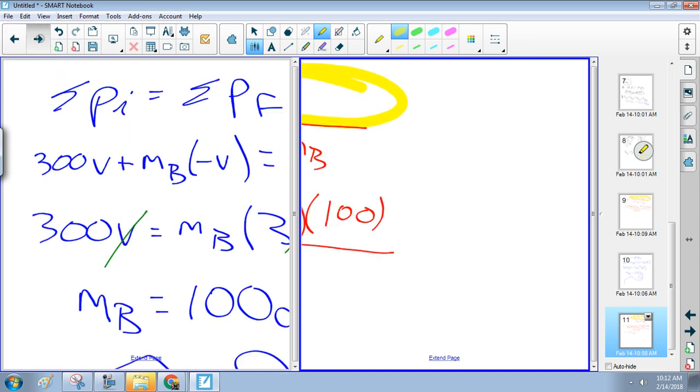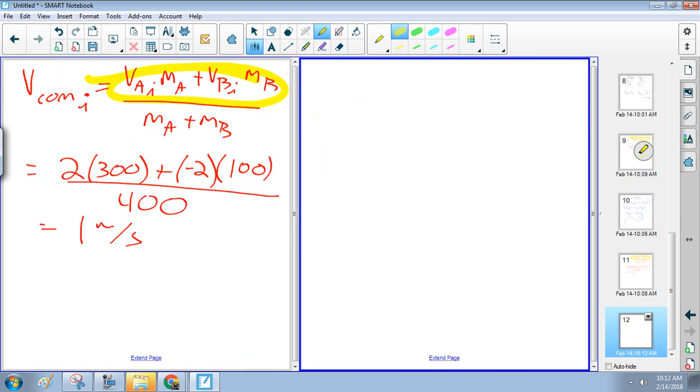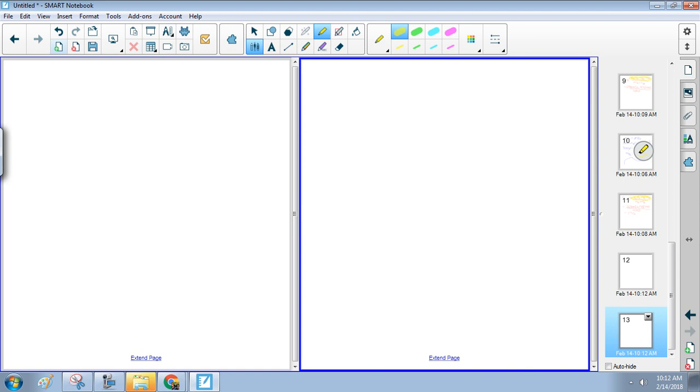Number 7. Uh-oh, I lost the thing. Here it is. Number 7. Block 1 of mass M1 slides along a frictionless floor and into a one-dimensional elastic collision with a stationary block 2 of mass 3m. So here is my drawing.